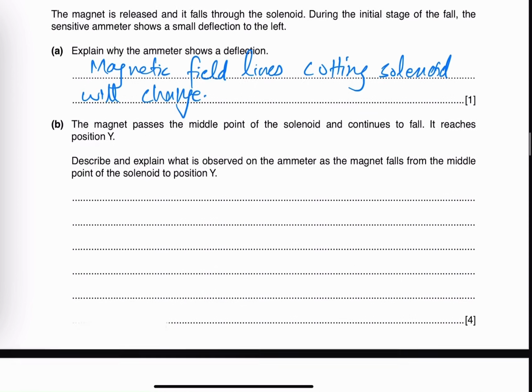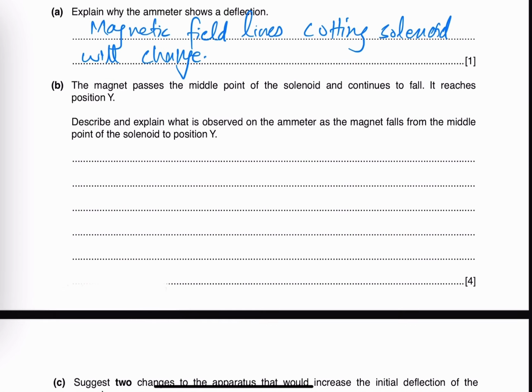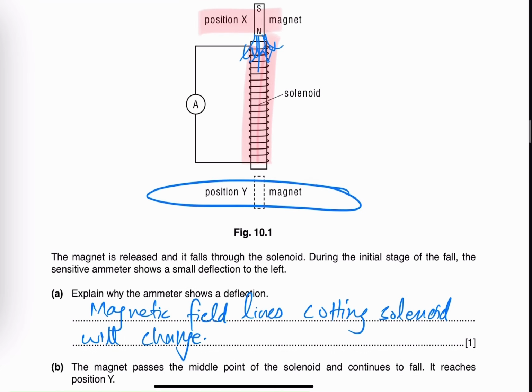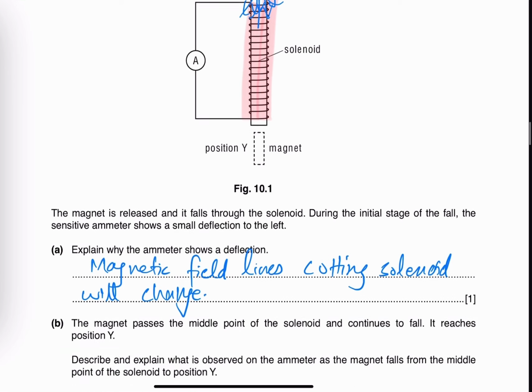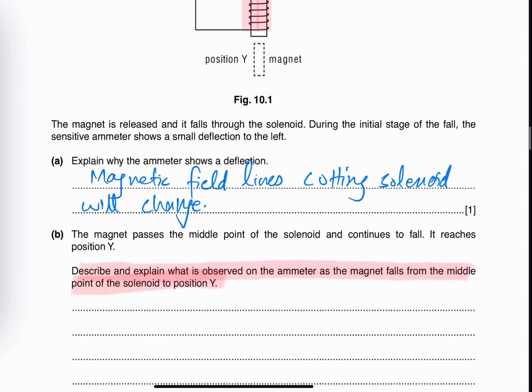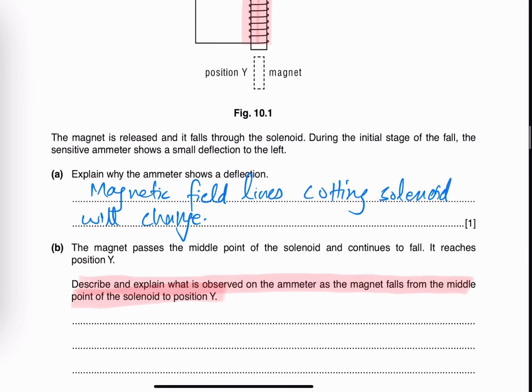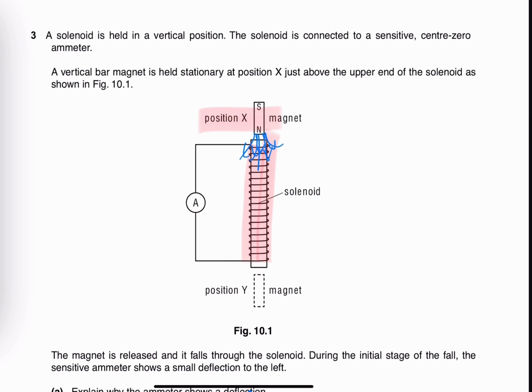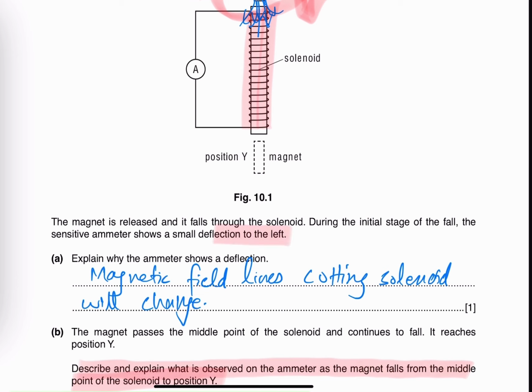The magnet passes the middle point of the solenoid and continues to fall. It reaches position Y, which is this position below. Describe and explain what is observed on the ammeter as the magnet falls from the middle point of the solenoid to position Y. In the first position, when it was coming close to the coil, the deflection was on the left side.